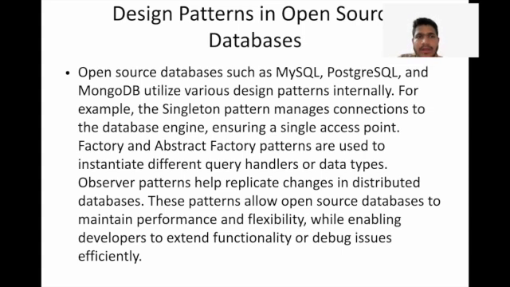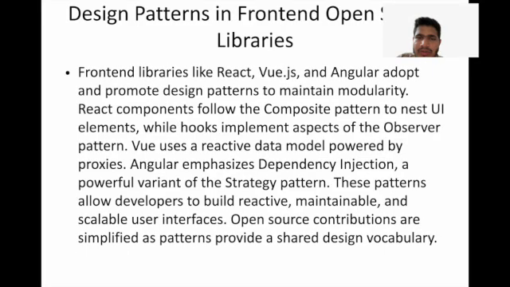efficiently. Design patterns in front-end open source libraries. Front-end libraries like React, Vue.js, and Angular adopt and promote design patterns to maintain modularity. React components follow the composite pattern to nest UI elements, while Hooks implement aspects of the observer pattern. Vue uses a reactive data model powered by proxies.